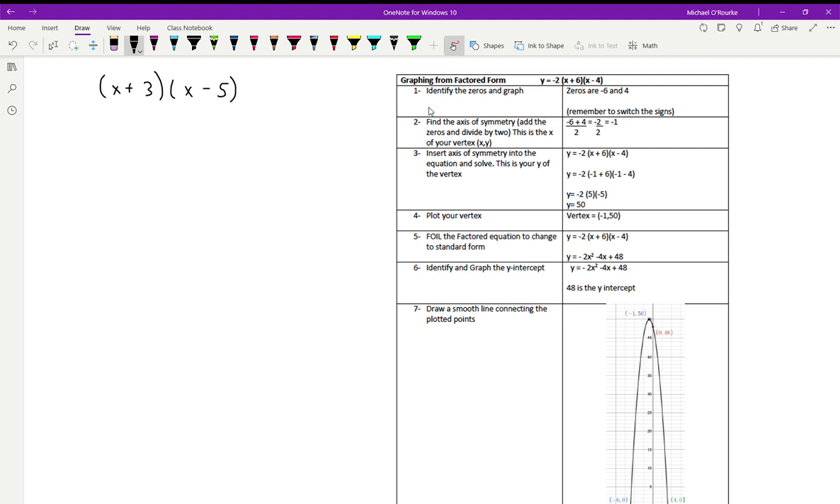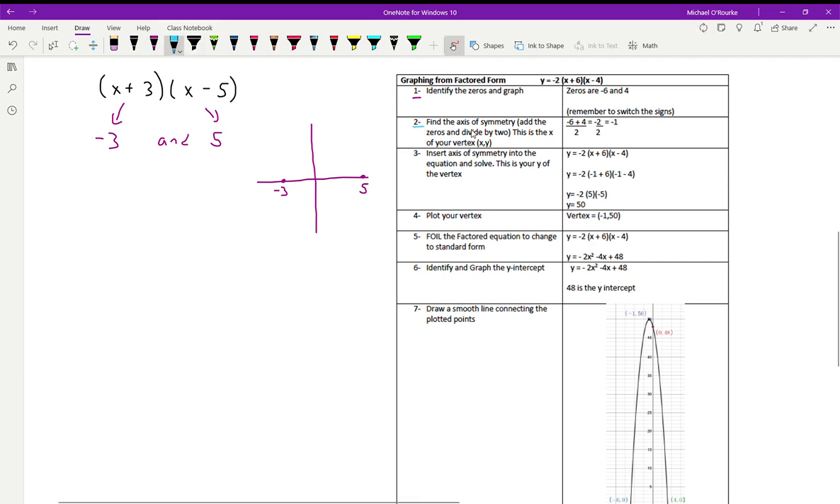Okay, so the very first step we do here is identify the zeros. If we take a look at the zeros here, we're going to switch the signs. So the zeros are going to be -3 and 5. Okay. So if I was to sketch a graph, let's sketch it right here. I put a dot at -3 and I put a dot at 5. So that's all done.